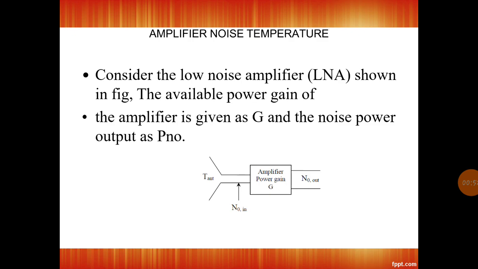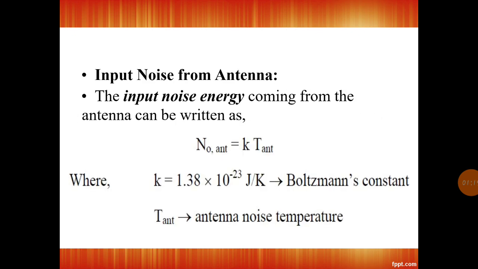So we have to consider one noise amplifier, which is shown in the figure. This amplifier has the gain G and the noise power ratio PNO. The input is given on the input side, and the output is obtained from the output side. The interference is simply noted as noise only. Input noise from the antenna, that is the input noise energy, is calculated as NO, equal to K into T, the antenna's temperature.